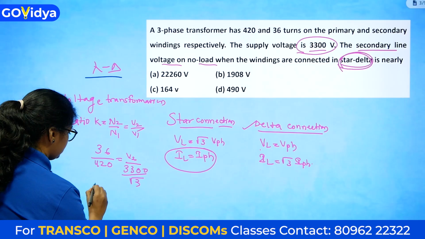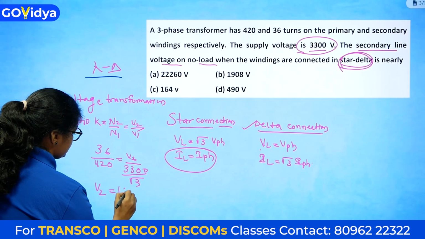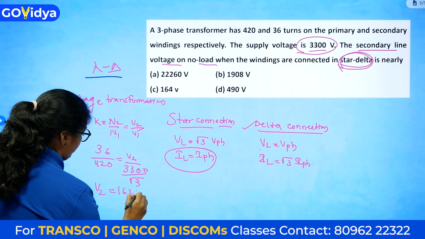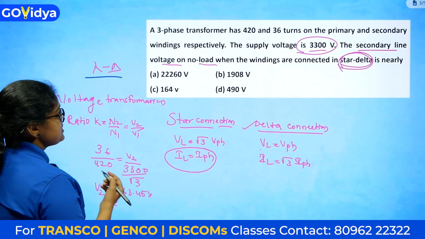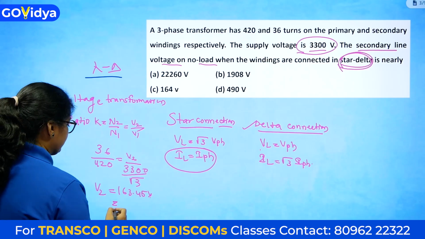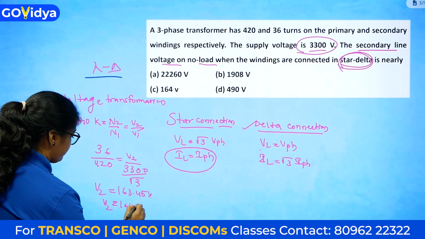So if we solve, we will get 163.45 volts. But according to the options, let's check. In the options they have given 164. So we will write the nearest value as 164 volts.